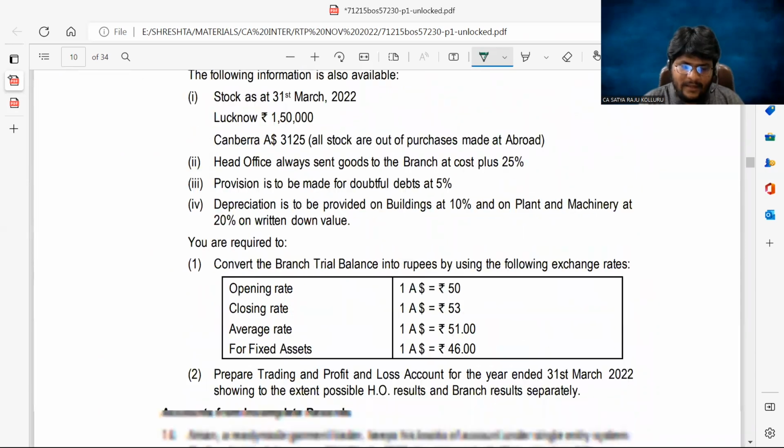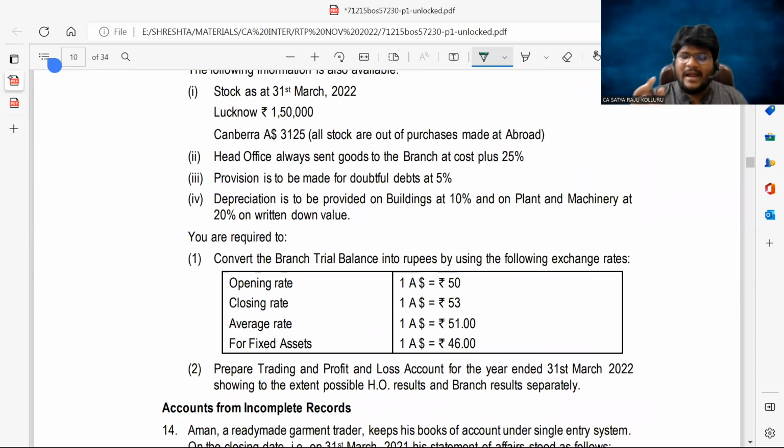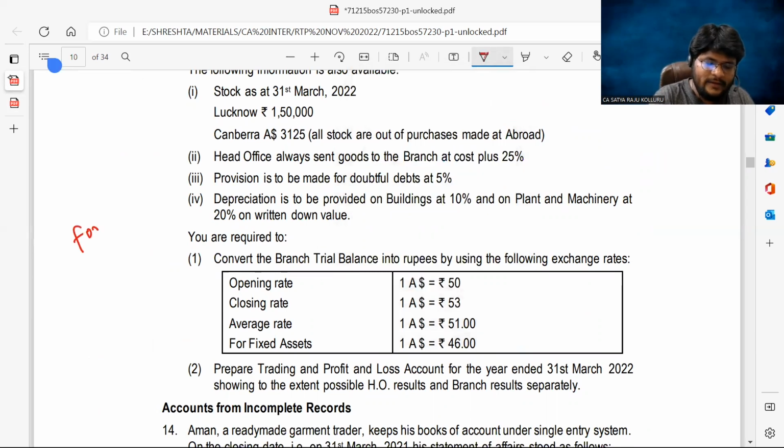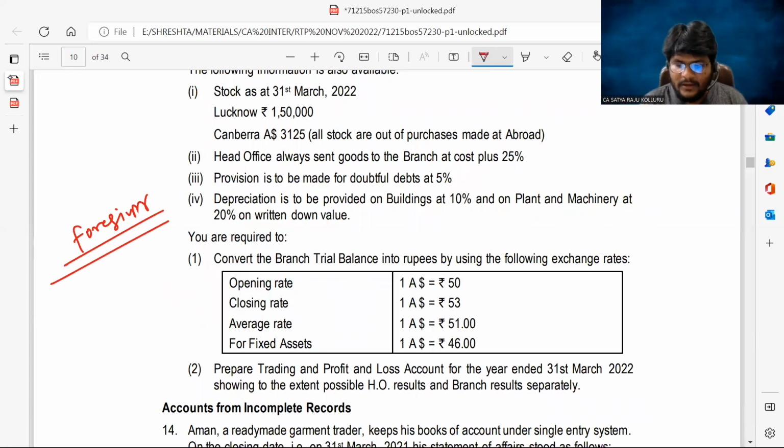Fine. Next, this is accounting for branches. What did they ask in branch accounts? Sir, in branch accounts, they directly tested foreign branches. No headache itself, a direct and simple question. And one thing related to foreign branches you need to check: is it an integral foreign operation or a non-integral foreign operation?